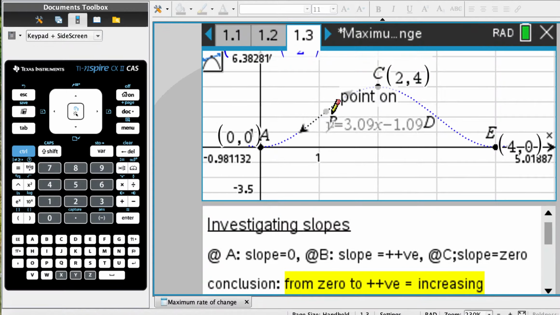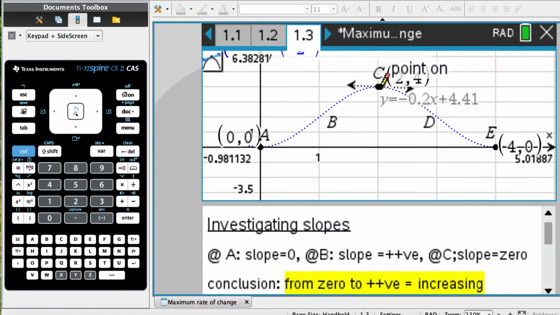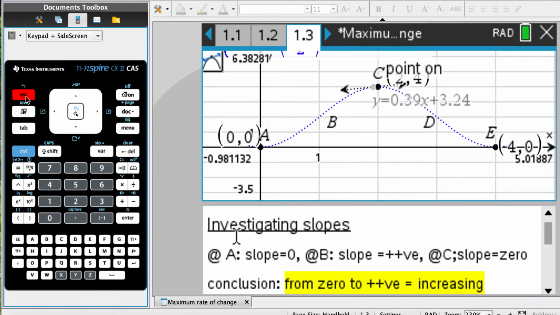Now if I continue further up towards point C, the slope of my tangent line is getting a little bit smaller, and now when I'm back at C, it's 0. Okay, so we're going to have a look at this segment here. Let me just escape out of my tangent line here and investigate the slope.